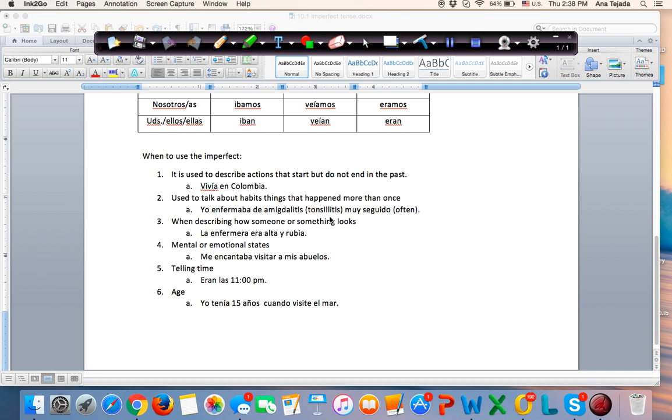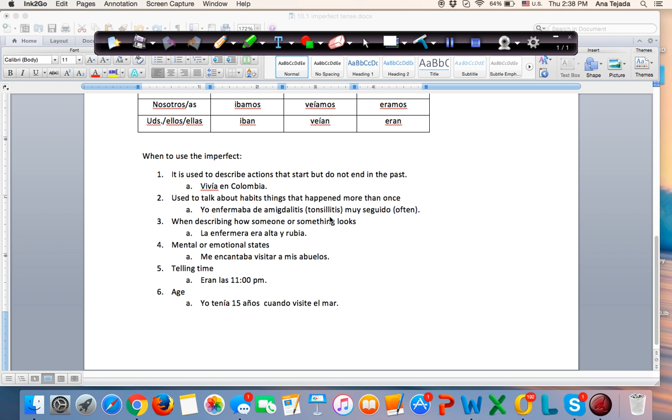Mental or emotional states. Me encantaba visitar a mis abuelos. I used to love visiting my grandparents. So every time that you're talking about how you felt about something, like if you were bored, sad, happy, you enjoyed doing something, those kinds of things are also going to be mentioned in the imperfect tense.